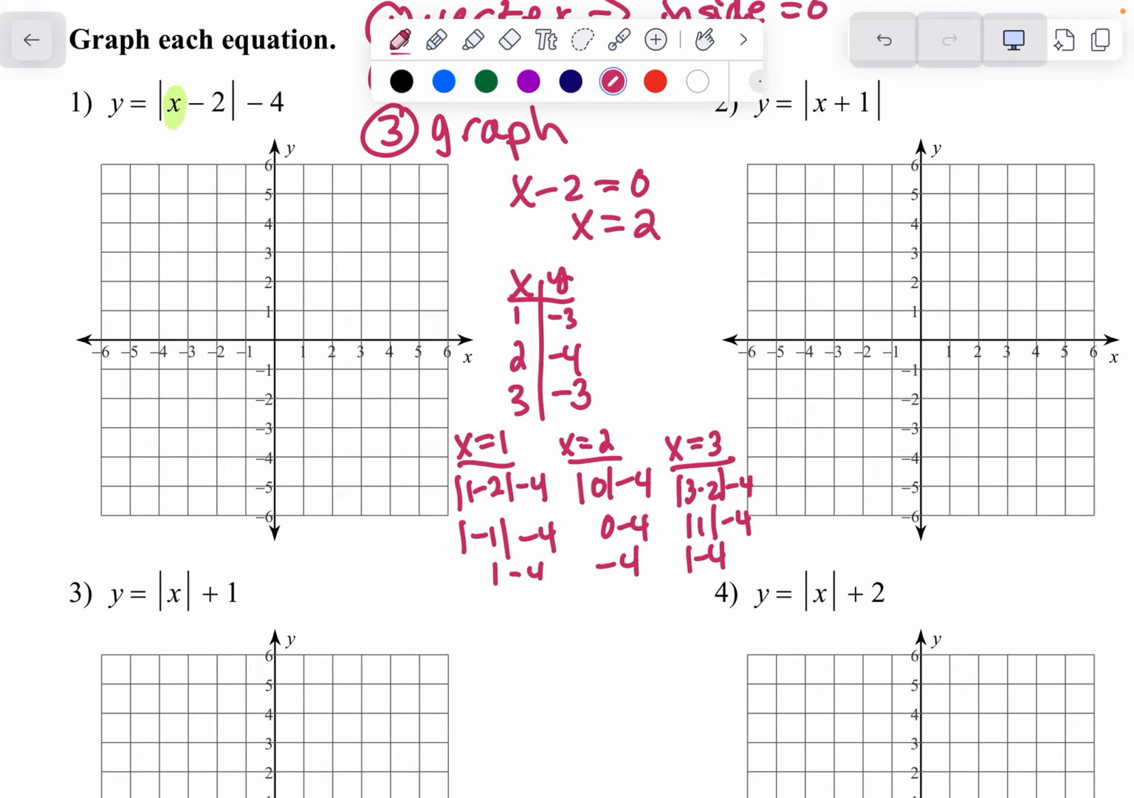So at 1, we're at negative 3. At 2, we're at negative 4. And at 3, we're at negative 3. And so then I expect you to keep that same kind of slope of each half. That's a positive 1 slope. This side is the opposite, and it should be a negative 1 slope.